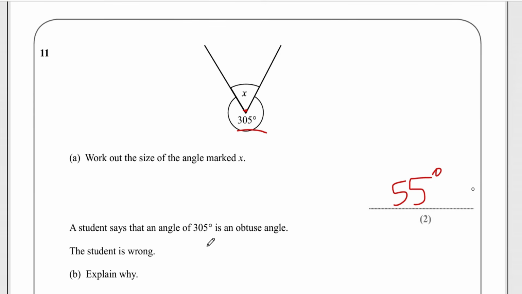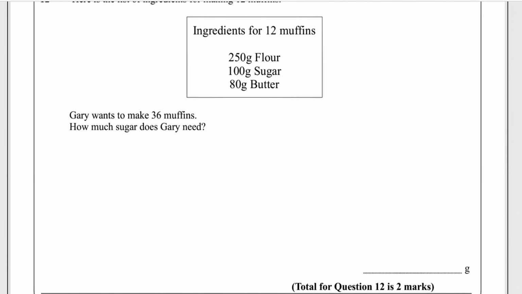A student says that an angle of 305 degrees is an obtuse angle. The student is wrong, because obtuse is greater than 90 and less than 180. So if the angle is obtuse, it should be between 90 and 180, but it's not the case. So the student is wrong.